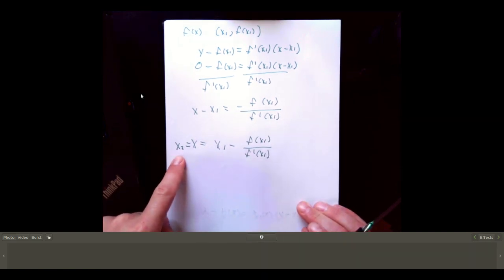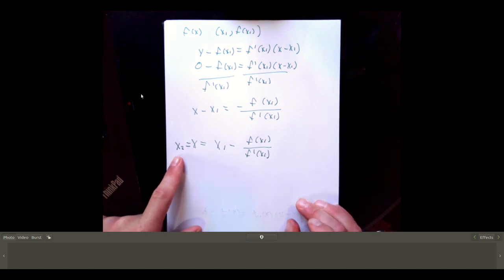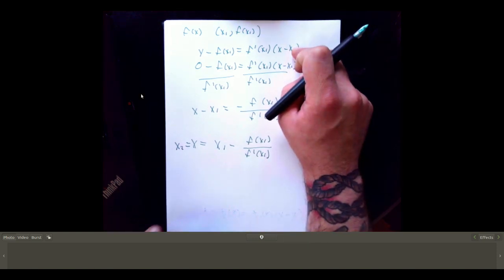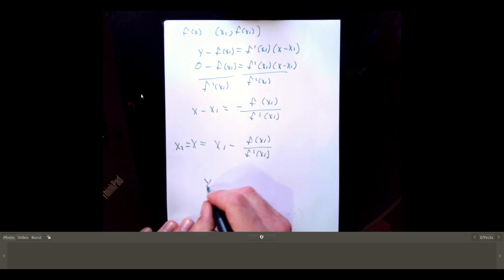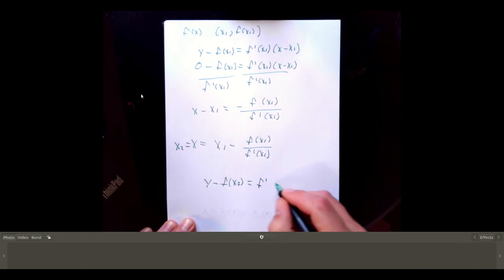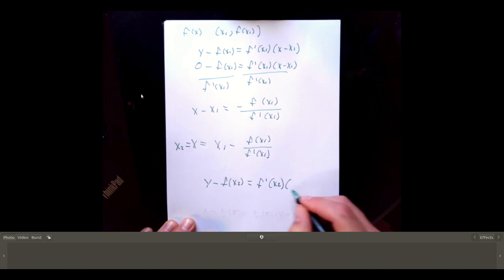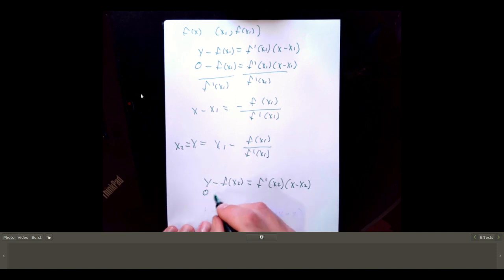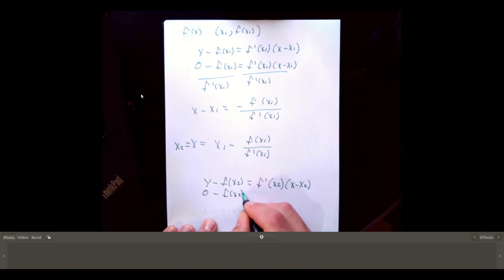Now, we could repeat. Now when we want to find the equation of the tangent line through this point, we'll get the equation y minus f of x2 is equal to f prime of x2 times (x minus x2). And if we set y equal to 0, we get this.